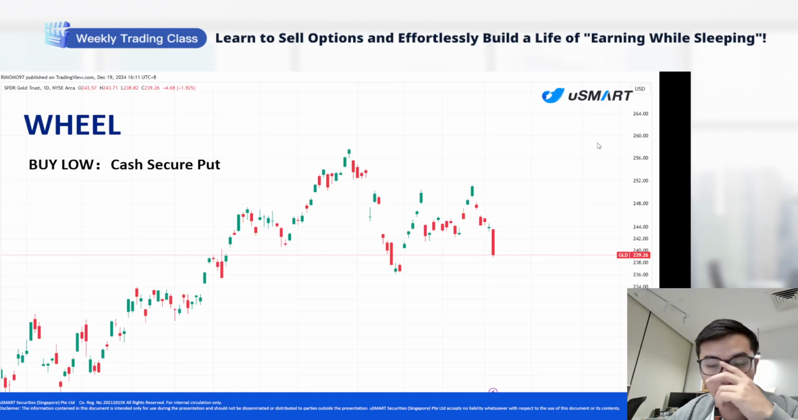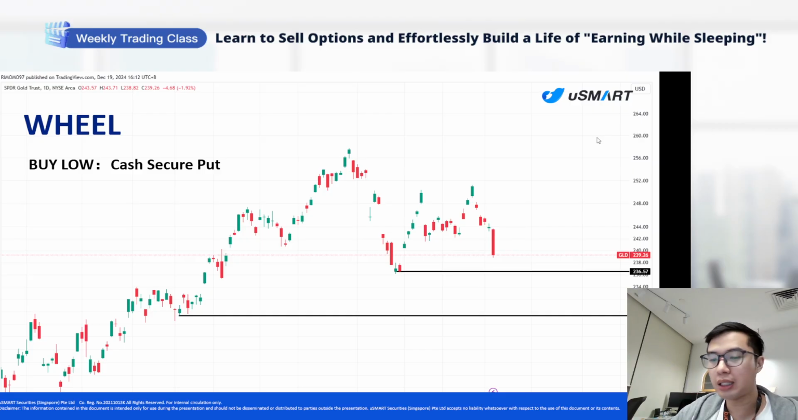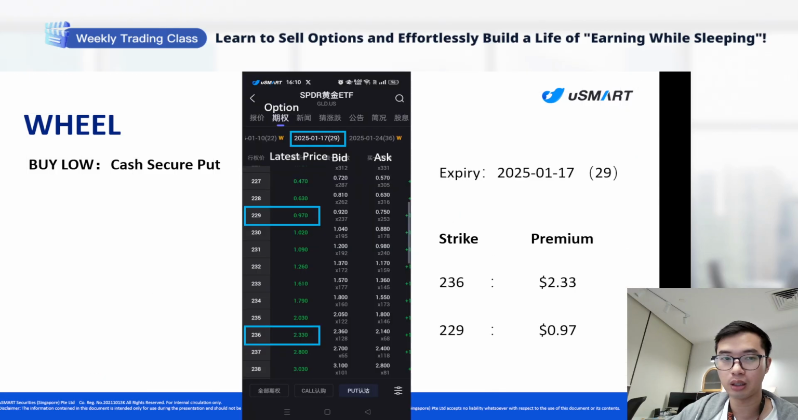So let us give some case study. All right. So let's say this is the wheel strategy. How do we start with a wheel strategy? Now you have enough cash. You want to buy a certain stock. Let's say now this is GLD, one of the gold ETFs. Then you determine the area you want to buy. In this case it is 236.